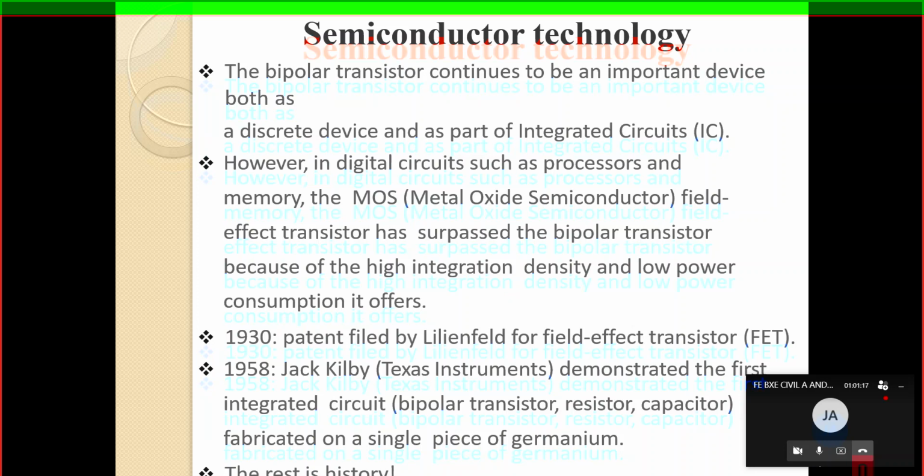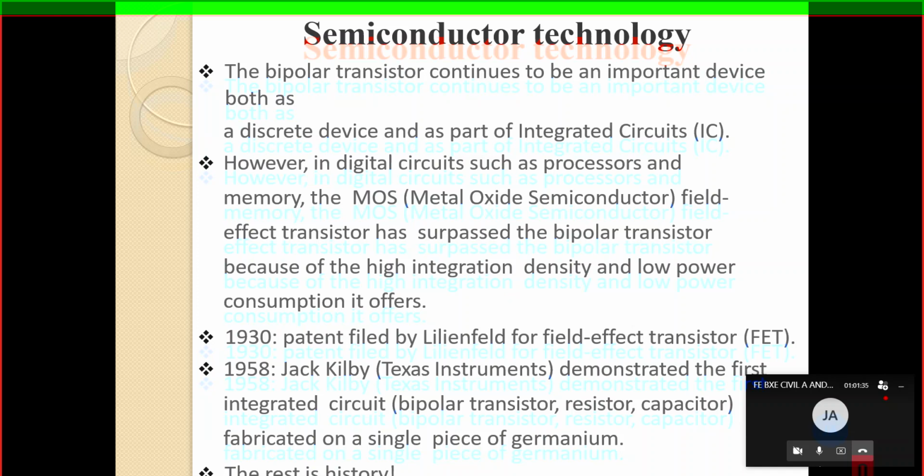a single piece of germanium. These are the two materials he could use in a semiconductor device: one is silicon and the other is germanium.